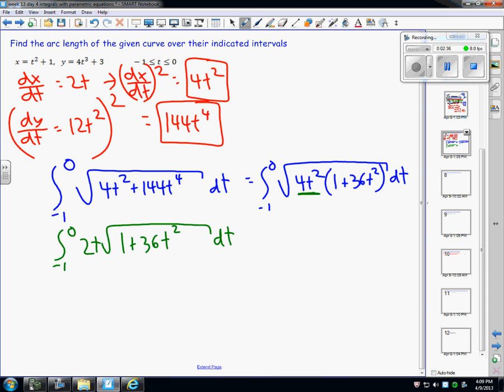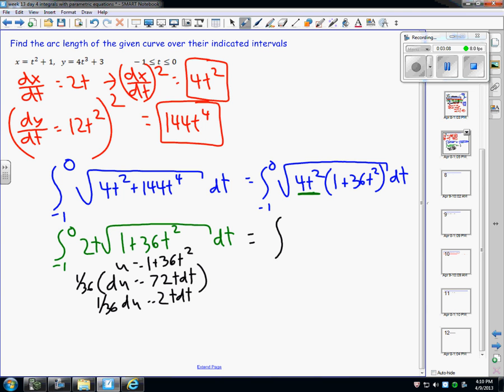Nice! That's going to be a great U sub. So you'll be able to do a U sub on this. I'll even show it today. U is 1 plus 36t squared. du would be 72t dt. So I need to divide everything by a 36, and I would say 1/36 du is 2t dt. So now I can say this is the integral of 1 over 36 u to the 1/2 du.